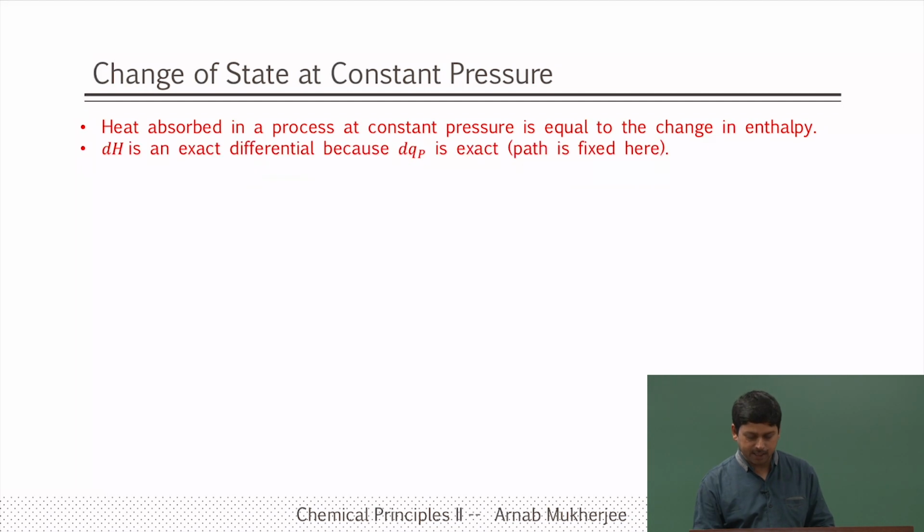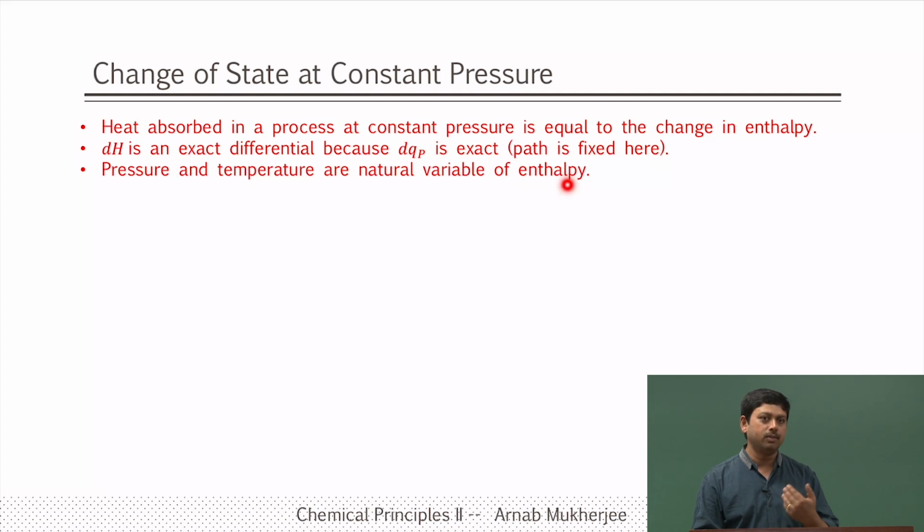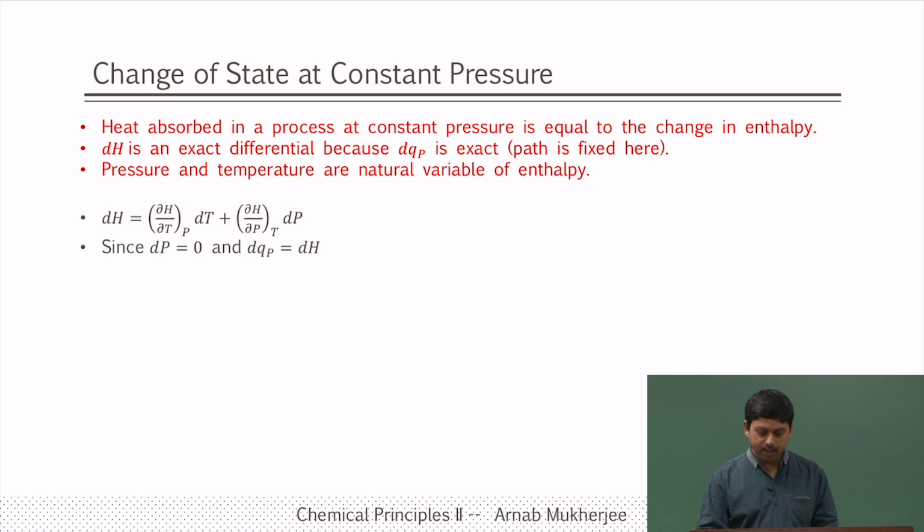Yeah. So, we have said that heat absorbed in a process at a constant pressure is equal to the change in enthalpy. dH is an exact differential because dQp is exact, we have discussed that. Pressure and temperature are natural variables of enthalpy, just to tell you that we are going to use that later on. And so, now we can see that this part I can just show you. Since pressure and temperature are natural variables, we can express the differential amount of H in terms of these two quantities.